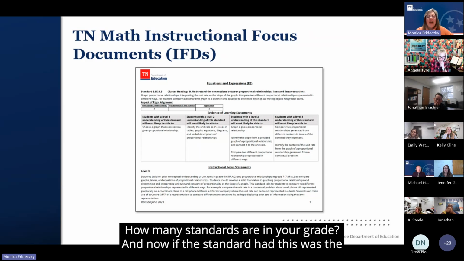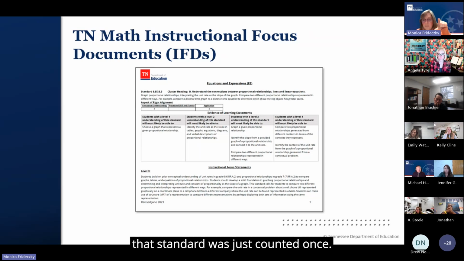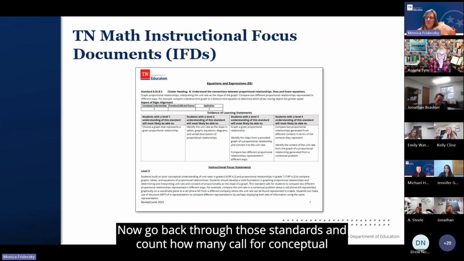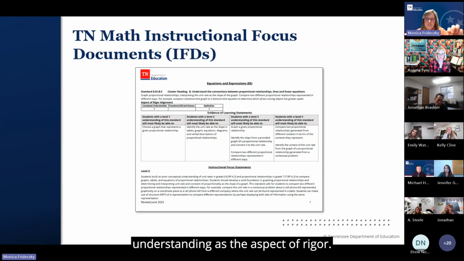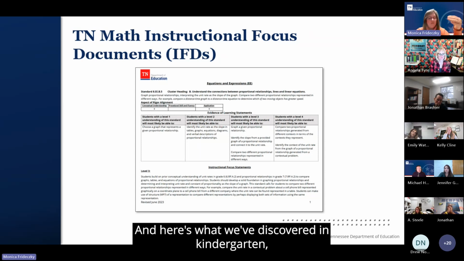Now if the standard had a main standard and then an A and a B and a C and a D, that standard was just counted once, okay? So count how many standards you have. That's your denominator. Now go back through those standards and count how many call for conceptual understanding as the aspect of rigor. That's your numerator. And here's what we discovered.